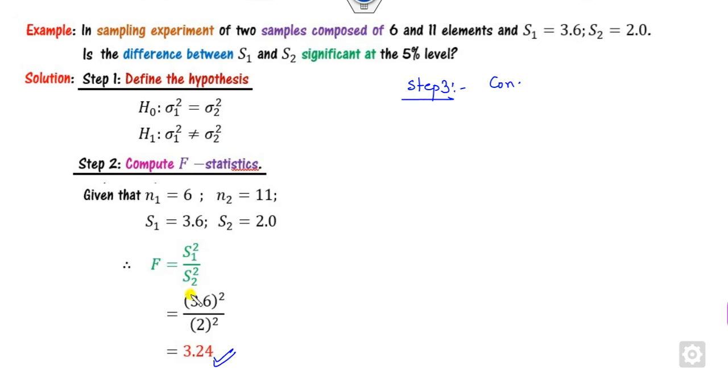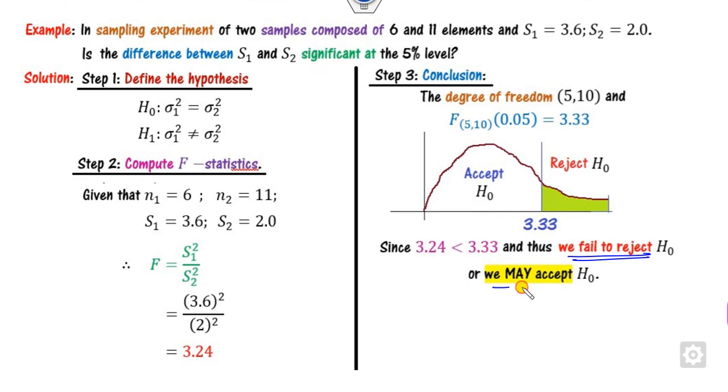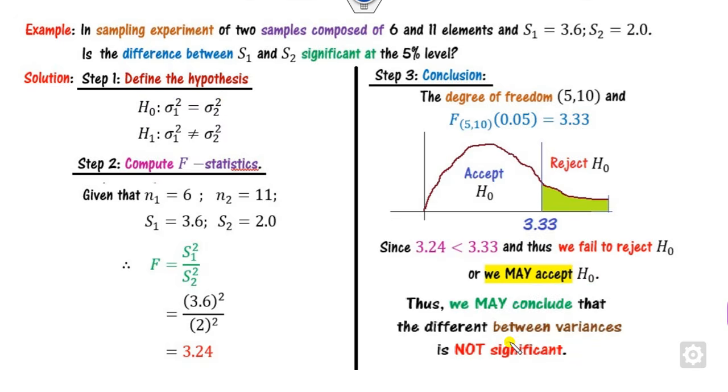What is the degree of freedom of the numerator? That is S1. The degree of freedom of S1 is N1 minus 1, that is 5. The degree of freedom of the second one is 10. So therefore we need this value at 5 comma 10. This value we can take from the table, its value is here. Compare this value: 3.24 lies in the accepted region. So we fail to reject H0 and we may accept H0. Once this is accepted, it means there is no significant difference between their populations or the population variances.